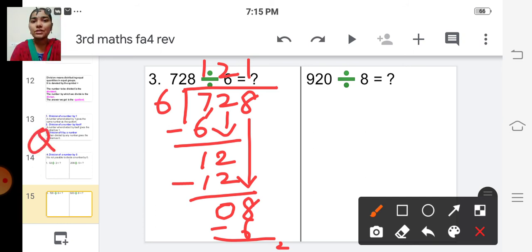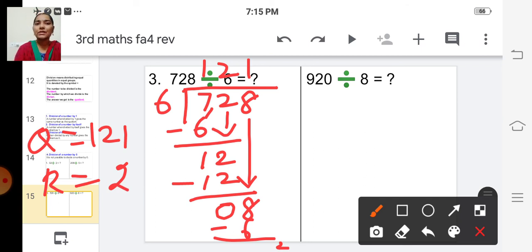So the quotient is 121 and the remainder is 2. In this question mark you have to write this 121 alone. If they ask for the remainder, then you can write it.